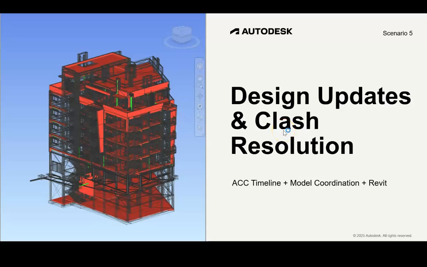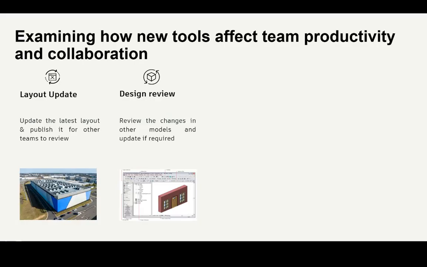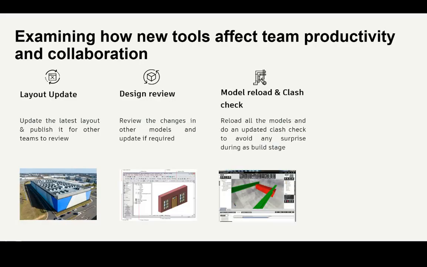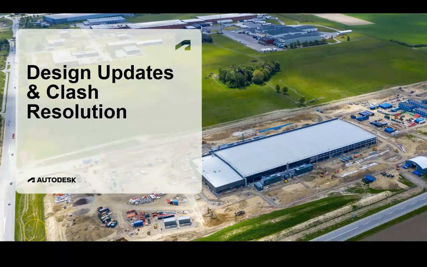In this episode, you will see how a simple equipment change flows through the project team. The architect updates the layout, the structural engineer checks and adjusts the steel design. The MEP engineer reloads the latest model, runs clash check, and triggers a coordination meeting to keep everyone aligned to the project. Welcome to episode 5 of our data center series.